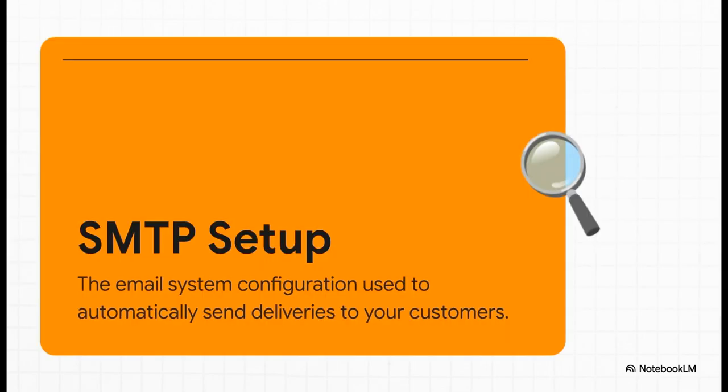Let's actually zoom in on that last step for a second. You'll need to configure your SMTP. Think of this as your store's very own digital post office. You just enter your provider details, your from email, your from name, your username, and your API key. Once that's all punched in, you literally just click Test Connection to make sure everything's talking correctly and hit Save. This step is absolutely crucial because it ensures the automated delivery emails actually come from your brand's address, which really builds trust with your buyers.